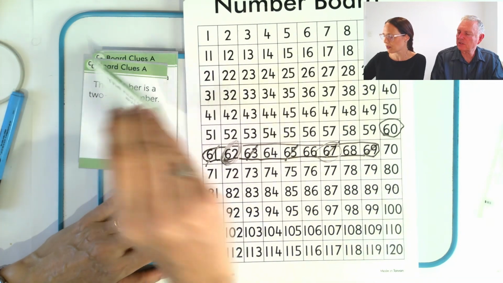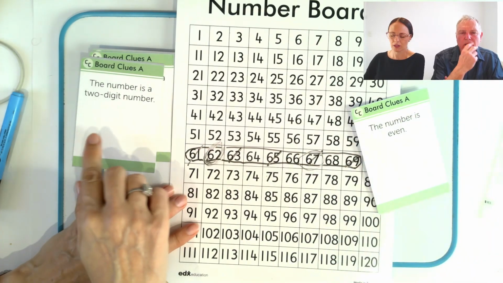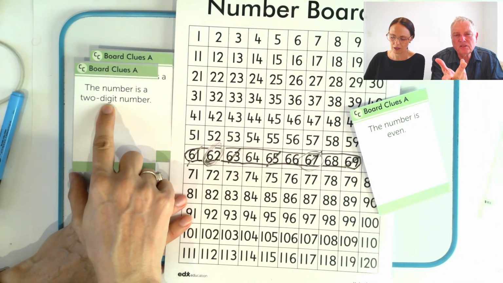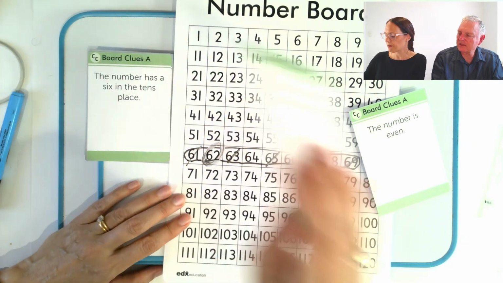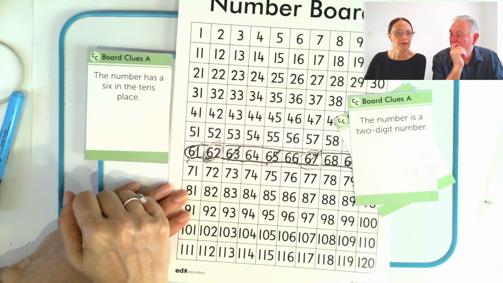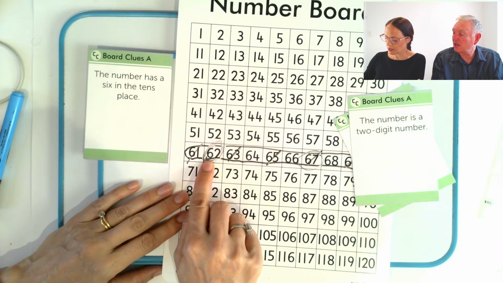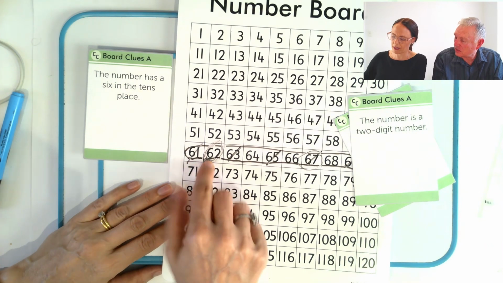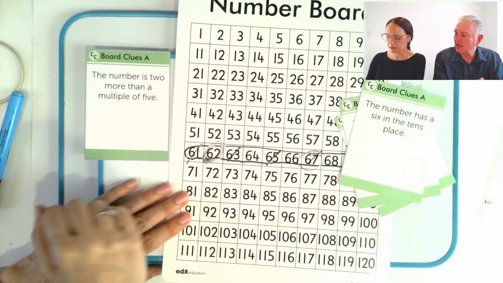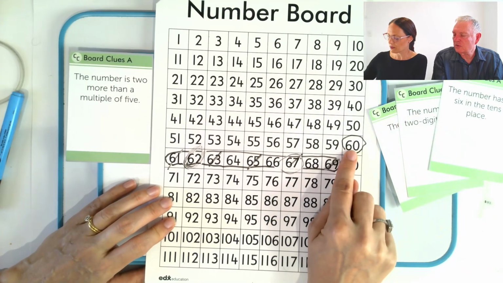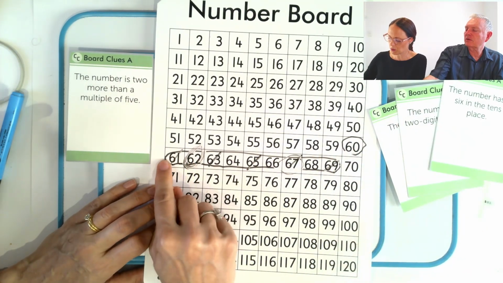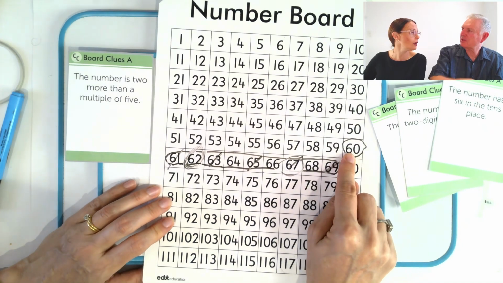Okay, a lot of language going on here. Okay, here's another one. Is the number a 2-digit number? Well, yep, looks like it to me. 2 digits. Yep. Okay, so does the number have a 6 in the tens place? Can you show me the tens place? 6 tens or 60? Tick. And it's 2 more than a multiple of 5. So if I subtracted 2, because I said 2 more, it takes me to a multiple of 5.